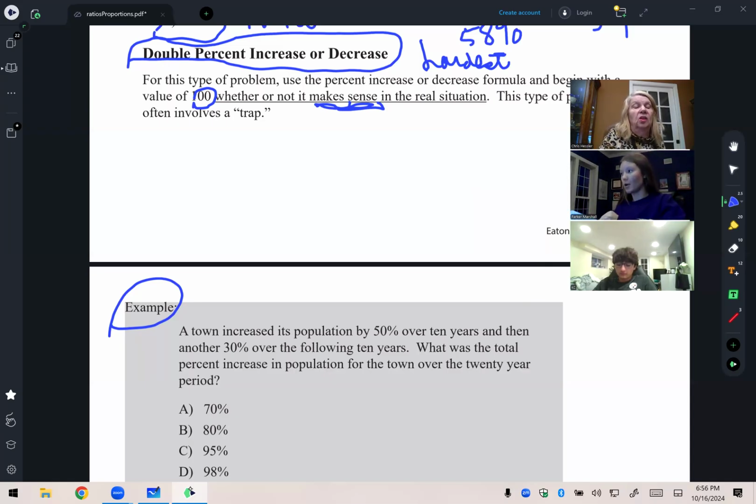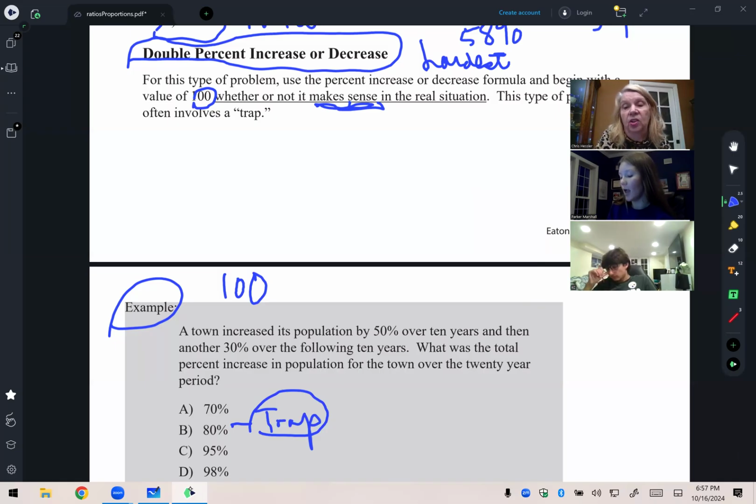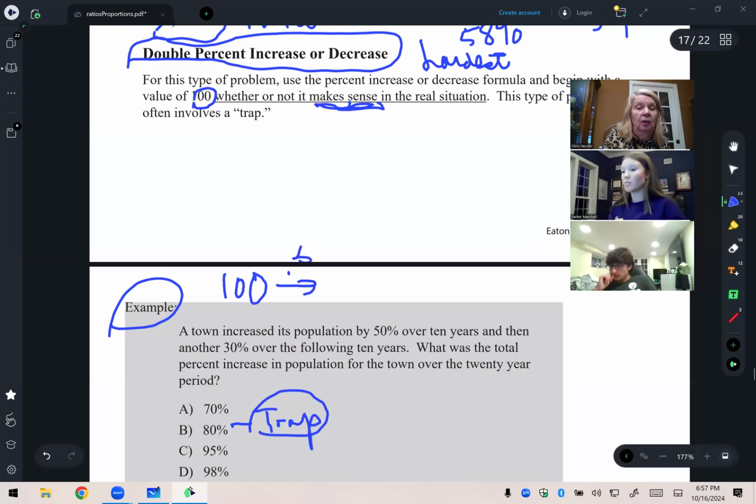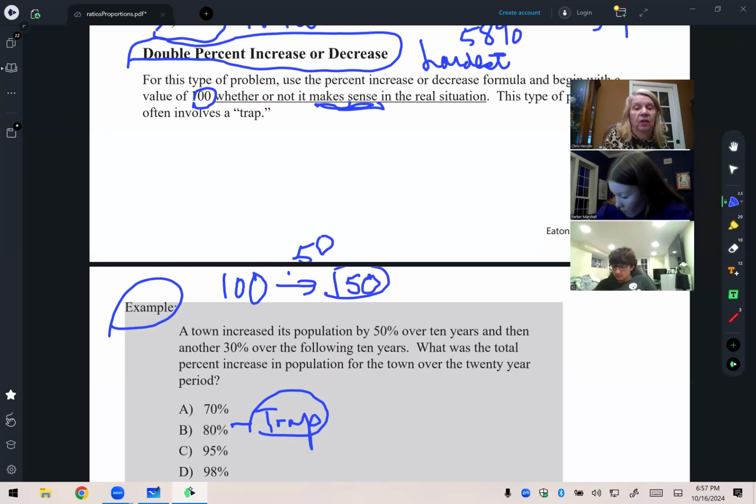A town, so let's say there's 100 people in the town. It increased its population by 50% over 10 years, and then another 30% over the following 10 years. The trap answer, they want us to just add them and get 80. But it's not that easy, so we have to do it in stages. We have 100 people. We are going to increase it by 50%, so the intermediary number would be 150 because I took 50% of 100.